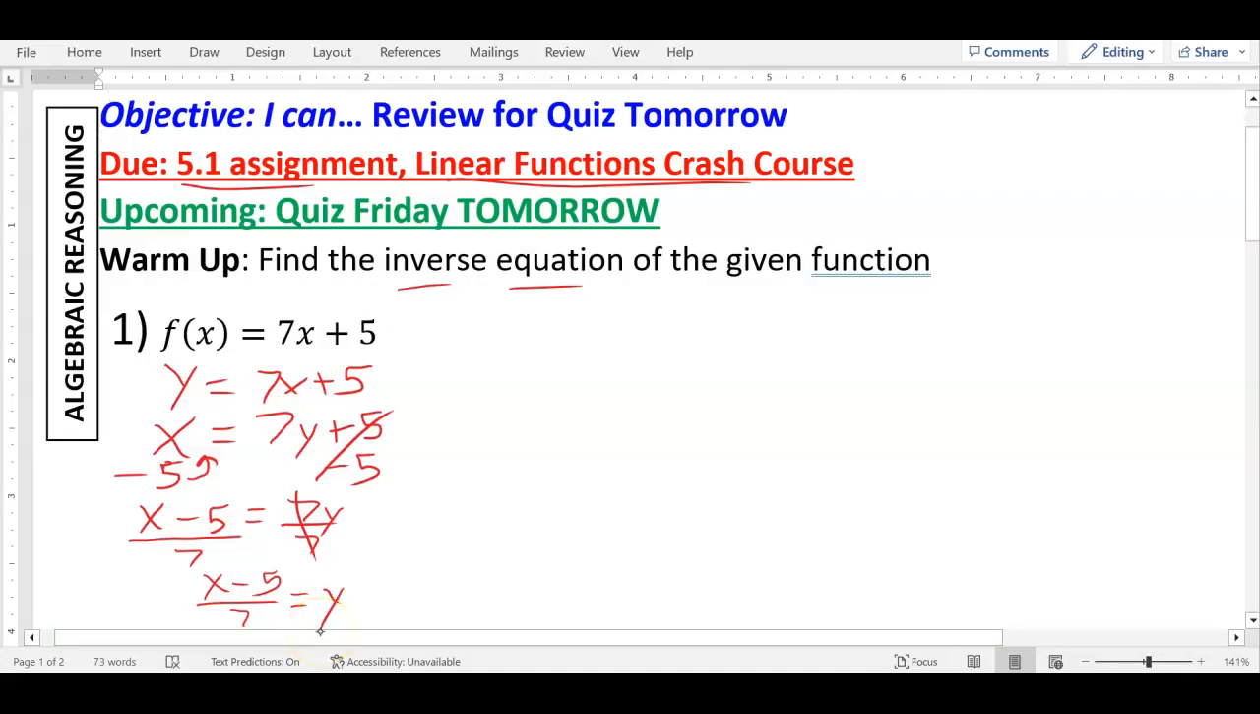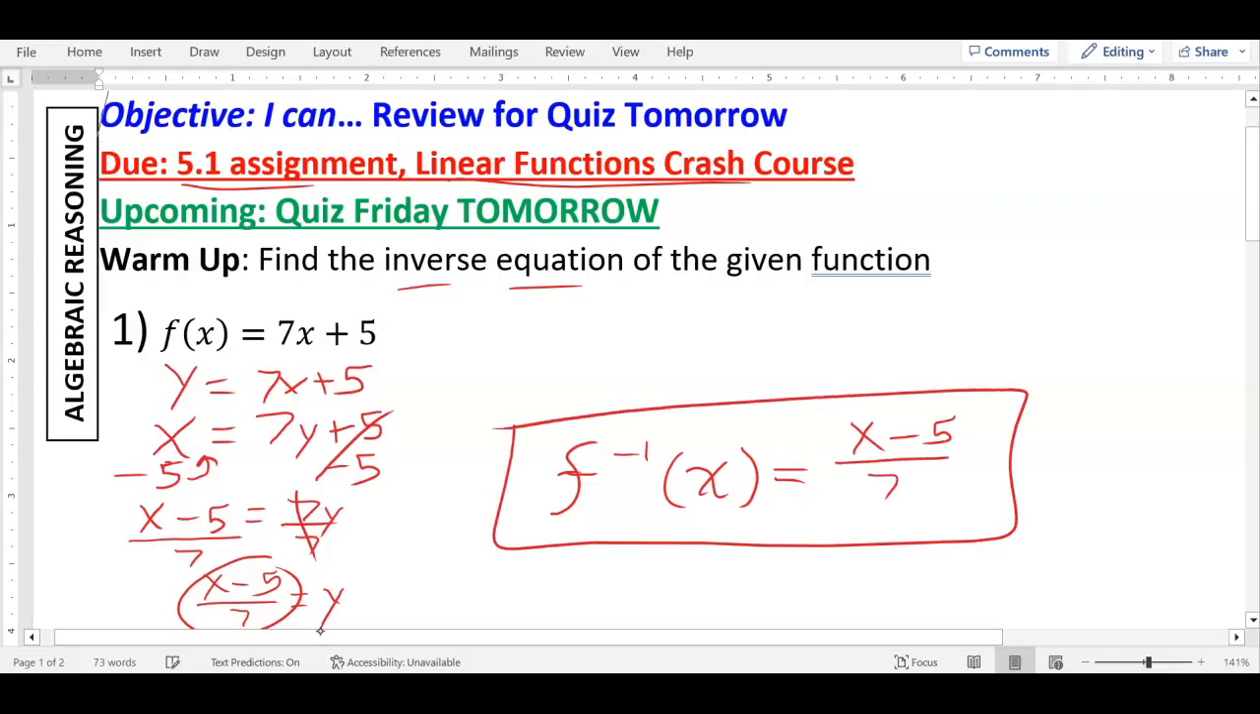That's great. But now we want to write it in inverse function notation. So we write f inverse of x equals, and then that whole left side, you can go ahead and write x minus 5 over 7. Okay. This original function and this inverse function are opposites. They would undo each other. They're reflecting across a diagonal y equals x line.